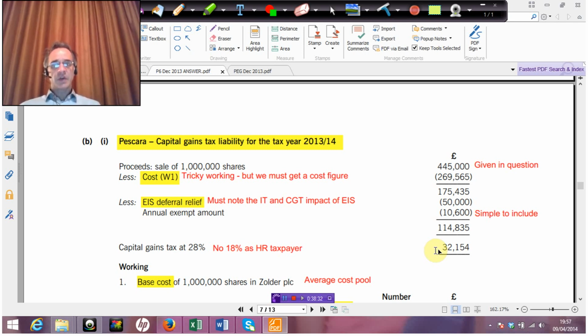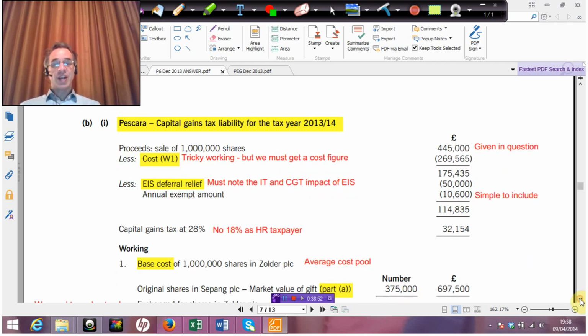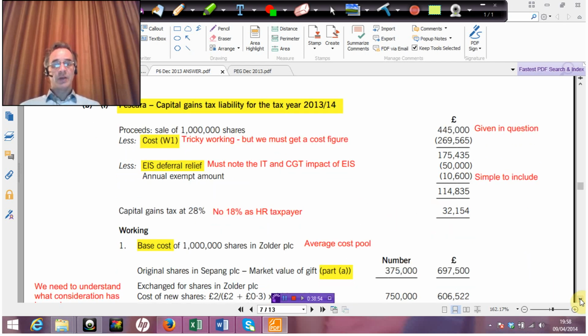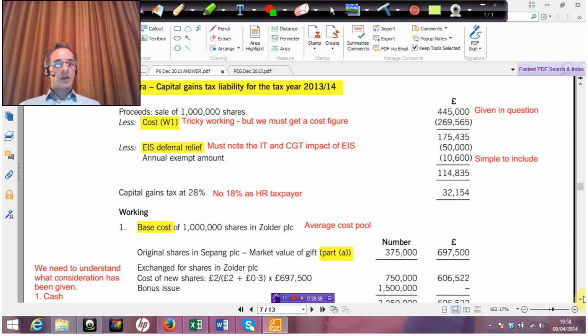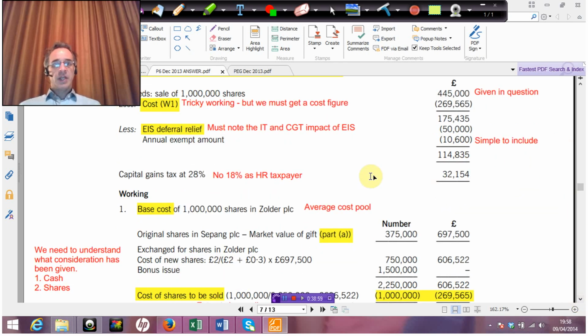The first things first, she is selling 1 million shares. They give the proceeds in the question, and we know that those shares have come to her as a gift in part, in effect. In other words, that she's received the shares as a gift. So what we need to do is look at the share pool and what has happened. Okay? So what you'll find here is, and I'm hoping that you can see this okay, here's working number 1, and this all relates to the cost of the shares.